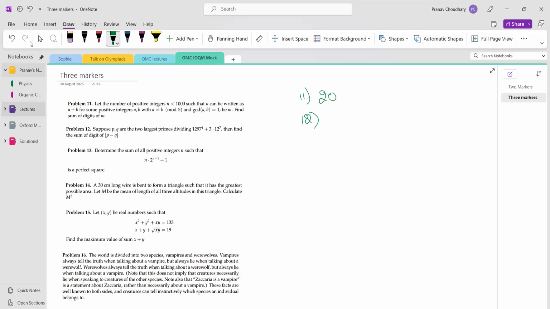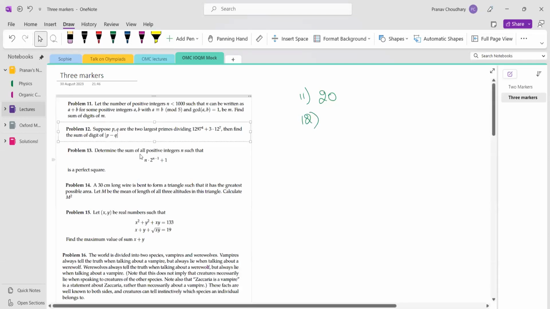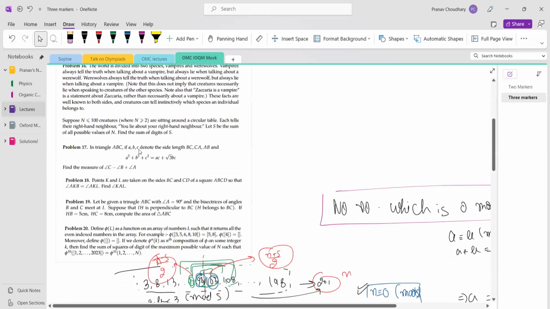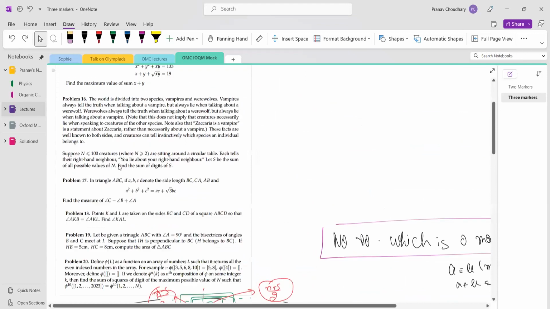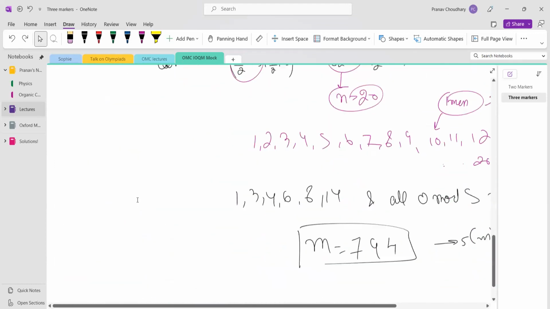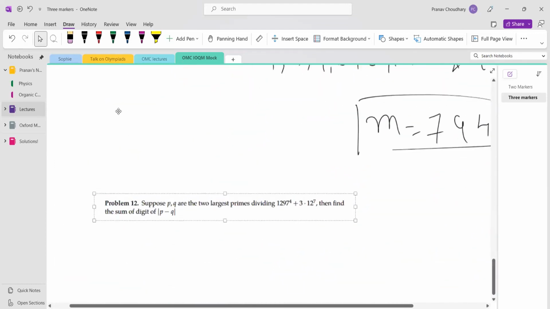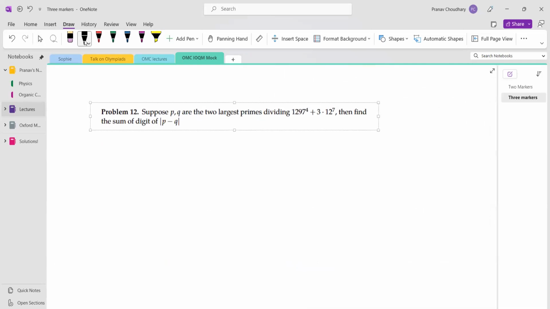Let's move on to problem 12. Problem 12 is a nice problem. It's based on a particular idea, so if you have seen that, this problem would be easier for you. You have to basically find the two largest primes which divide this huge number. Obviously, they will not expect you to calculate the seventh power of something, so there must be some clever thing.